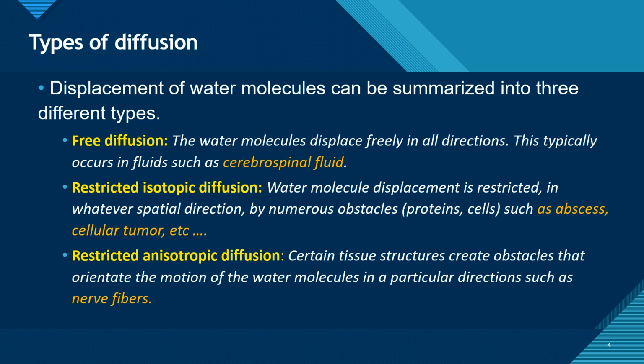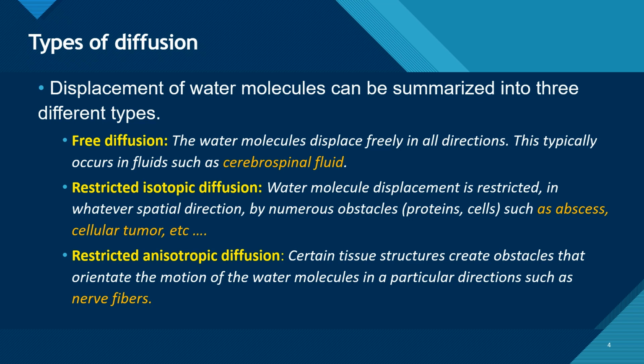The second type of diffusion is restricted isotropic diffusion, in which the water molecule displacement is somewhat restricted, and this can occur in any of the three spatial directions by numerous obstacles such as proteins or cells. Examples of this are abscess, cellular tumor, and other pathological conditions.